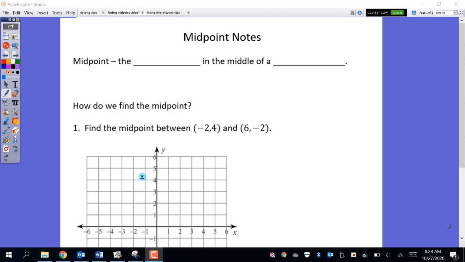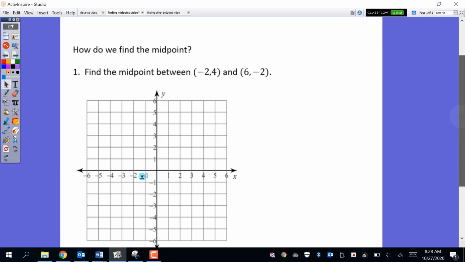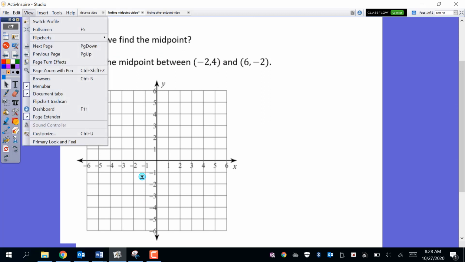Okay, so we have found midpoint before, so we know that the midpoint is the point in the middle of a line. But we always found the midpoint on a number line, and so it's pretty easy because you just count to the middle. But finding the midpoint now is going to be a little different because it's on the middle of a graph.